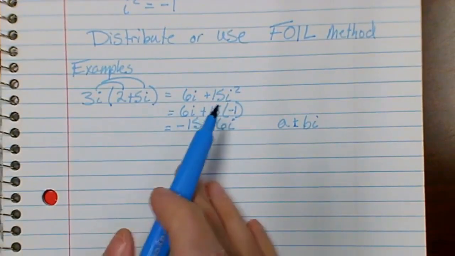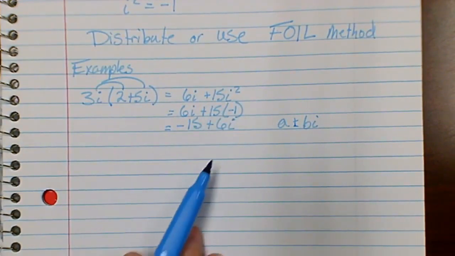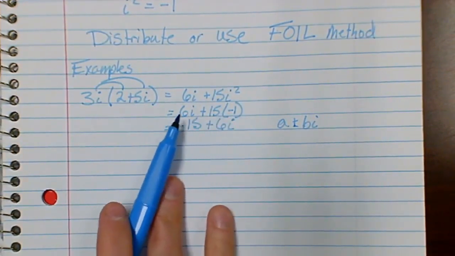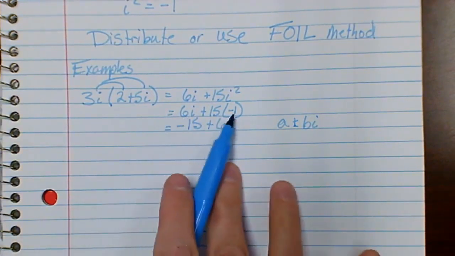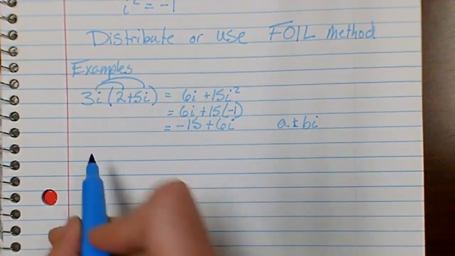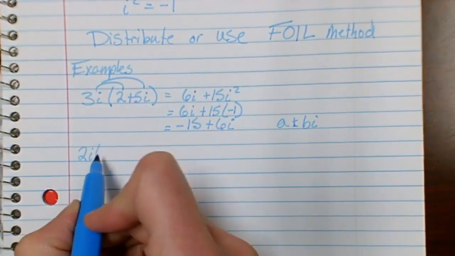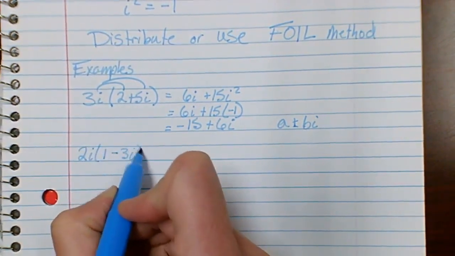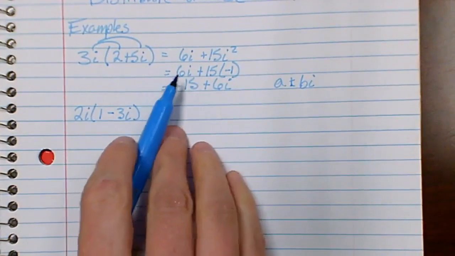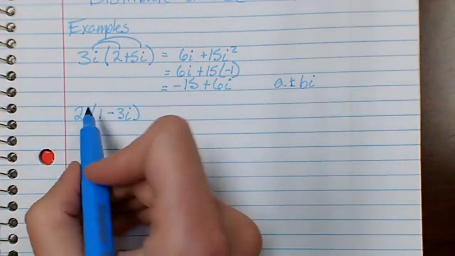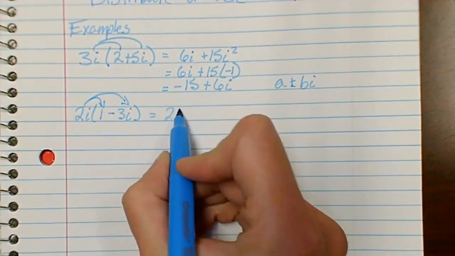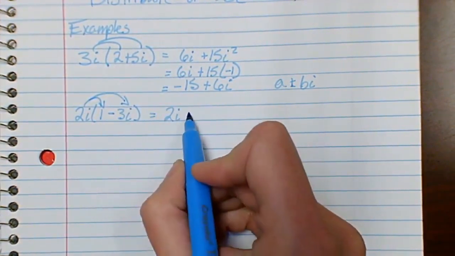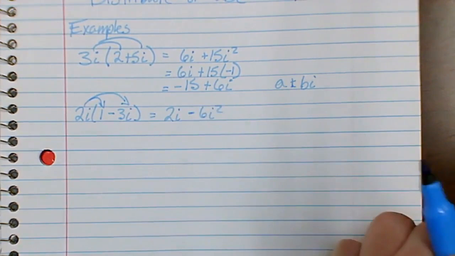Okay, and I'll show you a little sleight of hand I use so we can eliminate this step right here, or at least eliminate writing out this step. So 2i times 1 minus 3i. And again, if you have to write this step out, that's fine. So 2i times 1 is 2i, and we have a -6i squared.